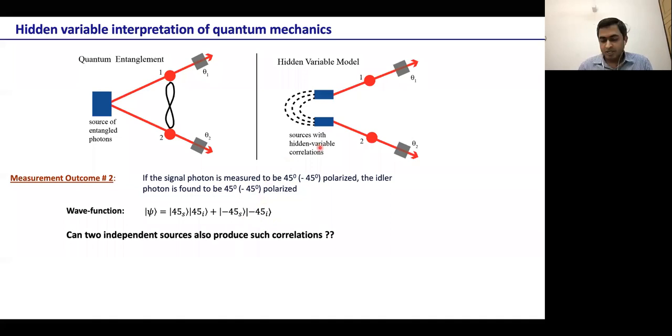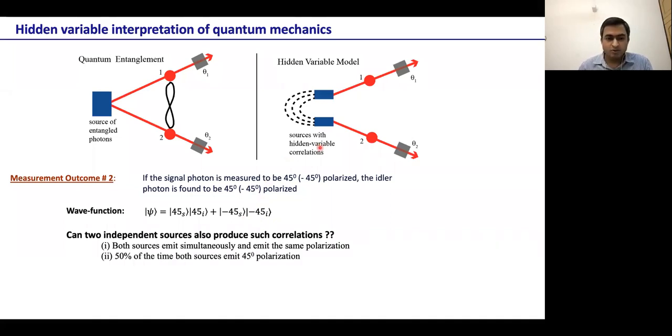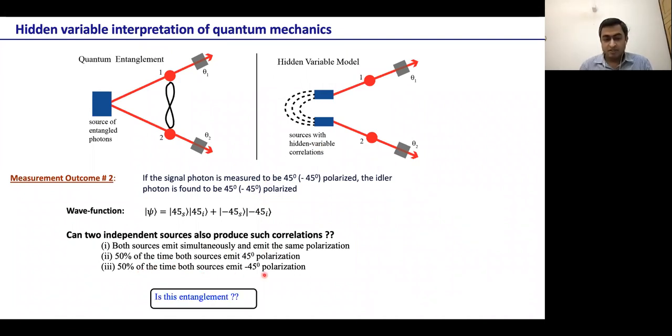Can two independent sources do it? The answer is yes. And what are the rules they need? Both sources emit simultaneously and emit the same polarization. 50% of the time it should be 45 degree polarization, 50% of the time it should be minus 45 degree polarization. Now, is this entanglement? Again, no.